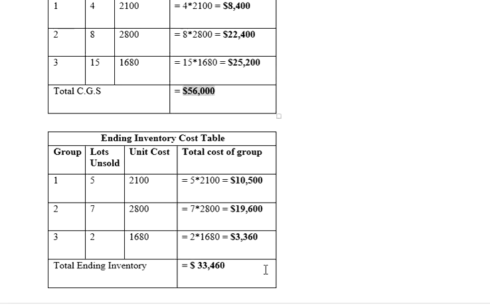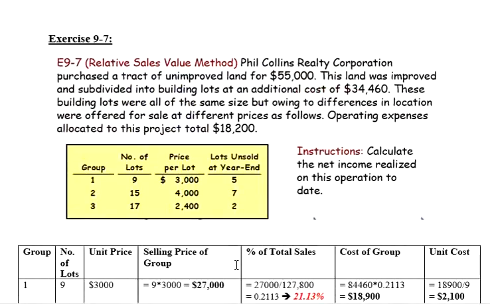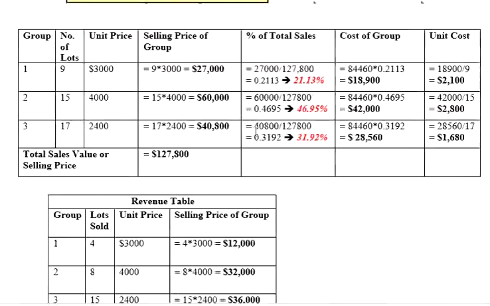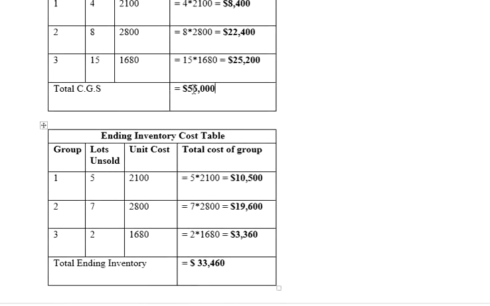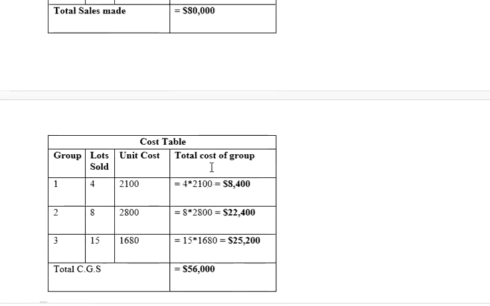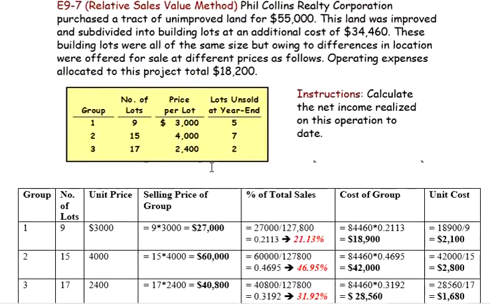So even you can cross verify the accuracy of this: the lots costing $56,000 worth are sold and $33,460 are still remaining. If you plus both of them, it will exactly give you the total cost of the project, or the total cost of this bill. This land that you had, 56,000 plus 33,460 is $89,460, and this will also give you $89,460. So this is the relative sales value method, ladies and gentlemen.